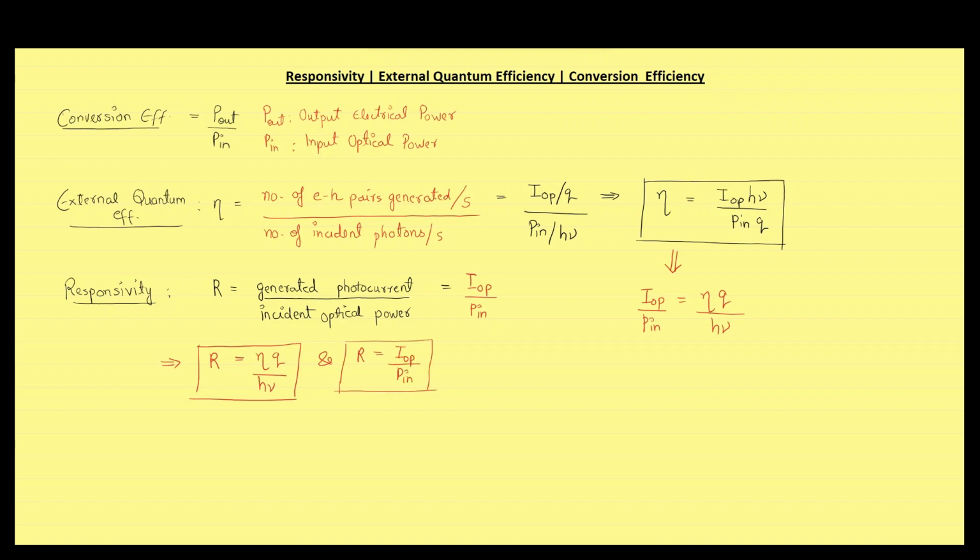You should keep in mind, even though we are studying photodiode and solar cell only, these parameters are general and can be used for any other optical device which converts thermal energy into electrical energy.